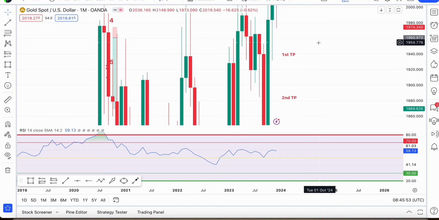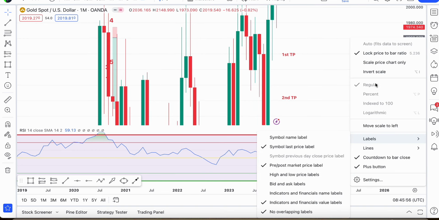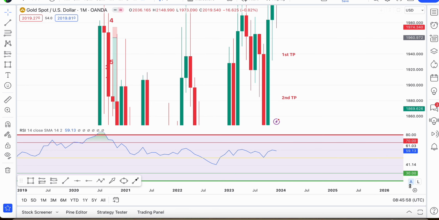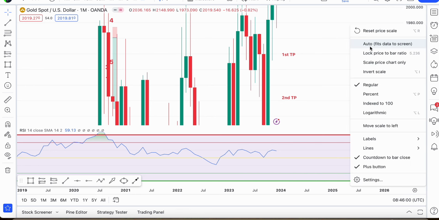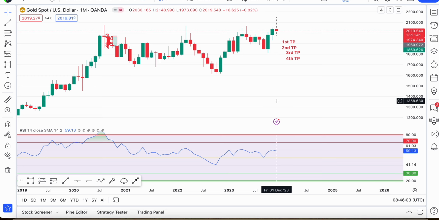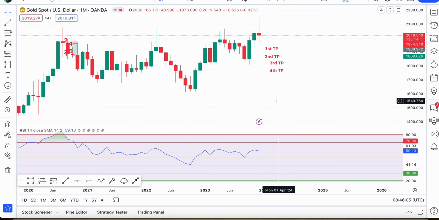Okay, I see here, let me scale this, remove the auto lock, auto fit to window. Yes, this is what we have if we look at this in the higher time frame. This is just natural candle pattern studying. 1, 2, 3, 4, 5.